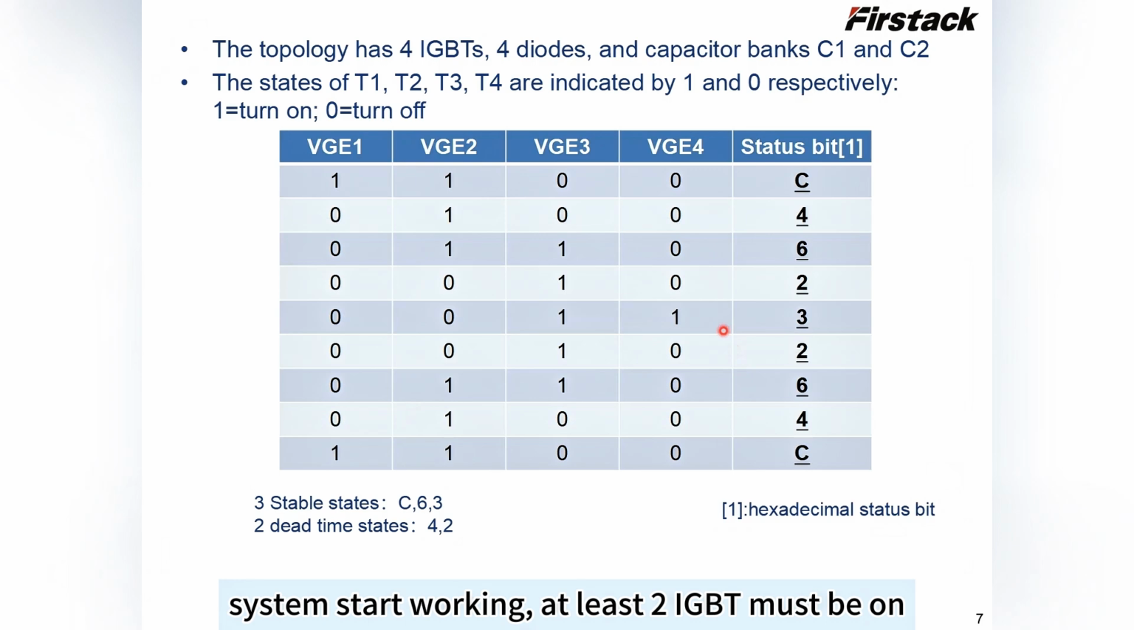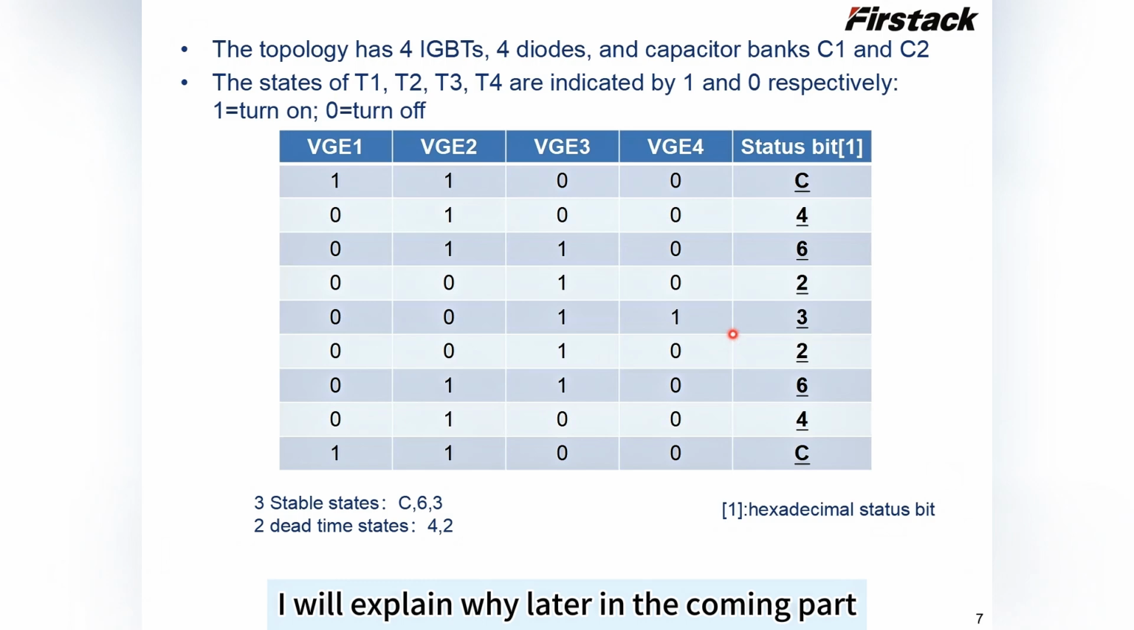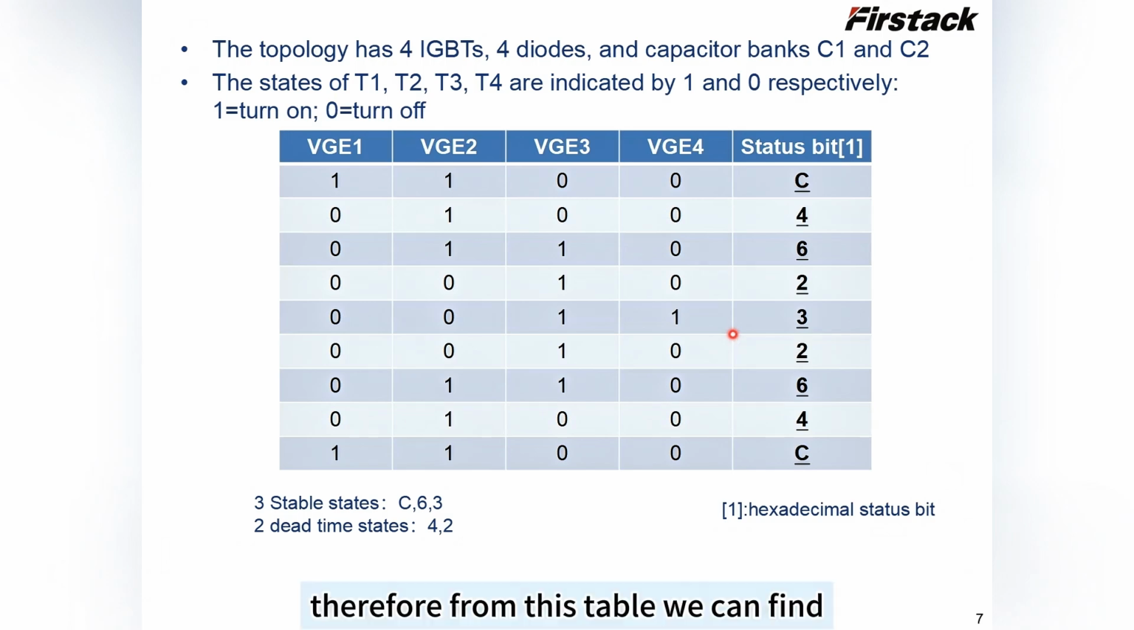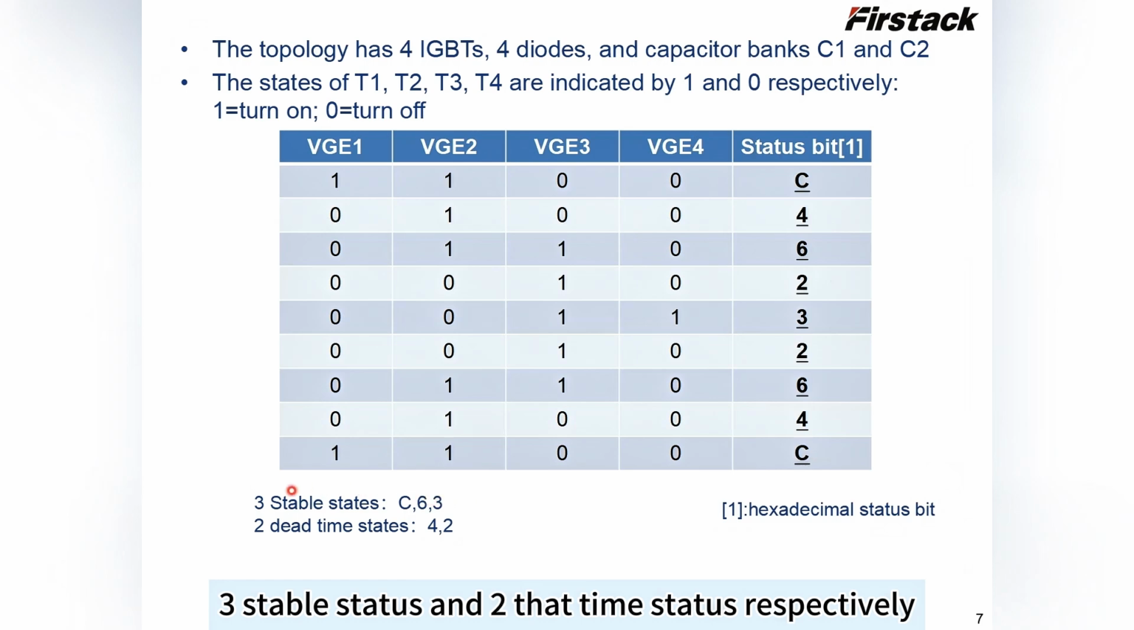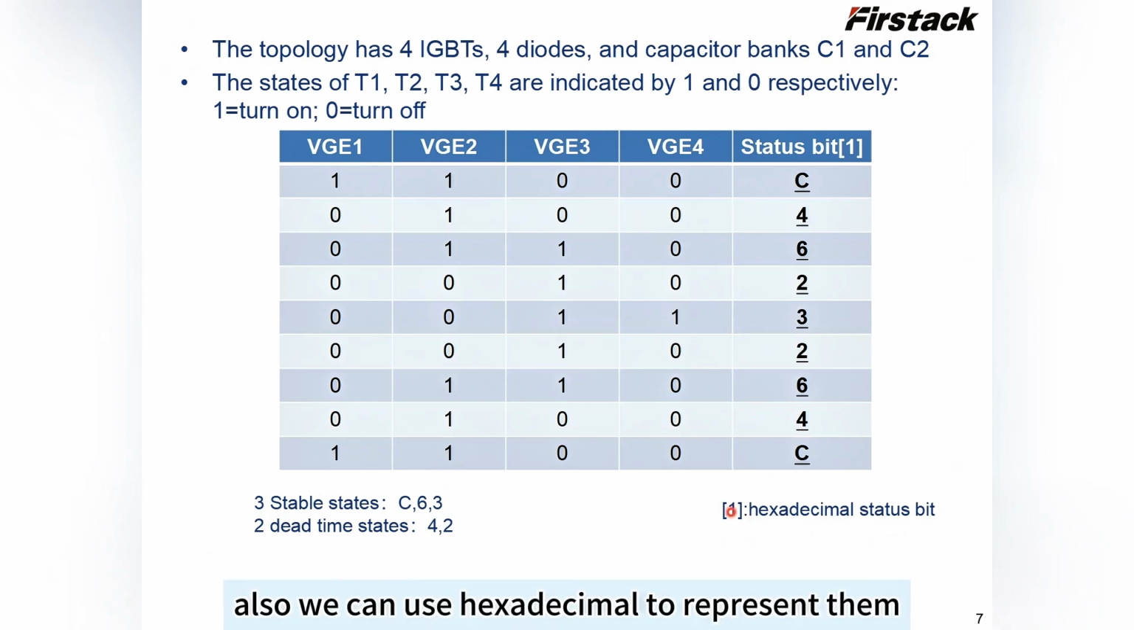At least 2 IGBTs must be on. I will explain why later in the coming part. So therefore, from this table, we can find 5 different operation statuses, 3 stable statuses and 2 dead time statuses respectively. Also, we can use hexadecimal to represent them.